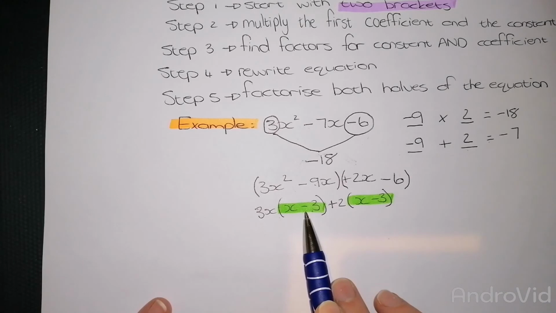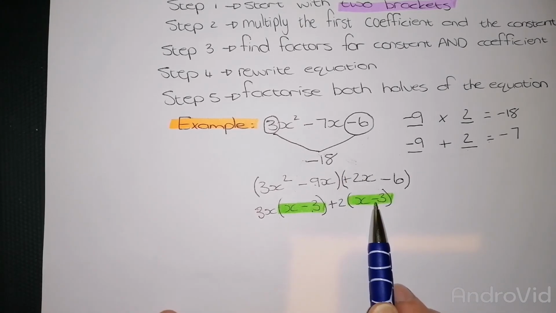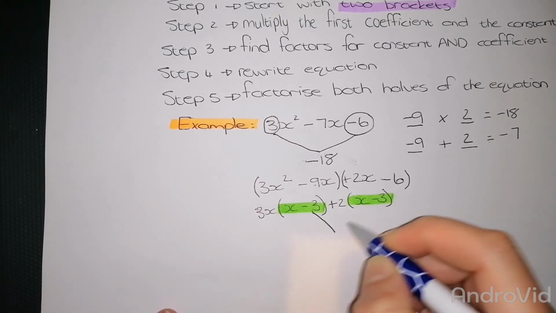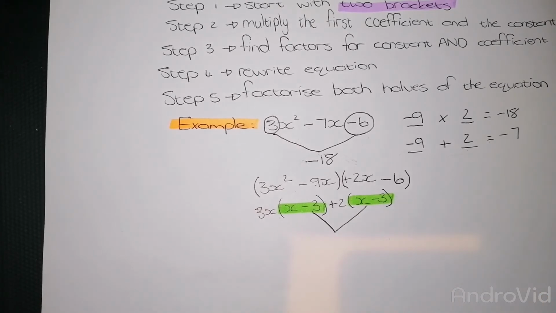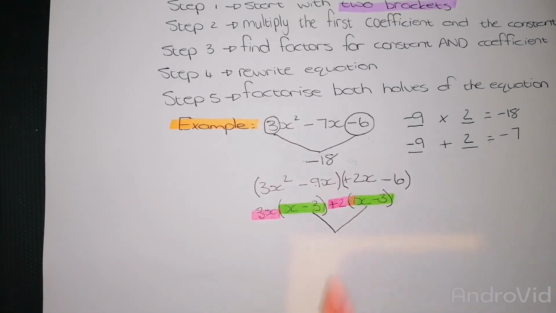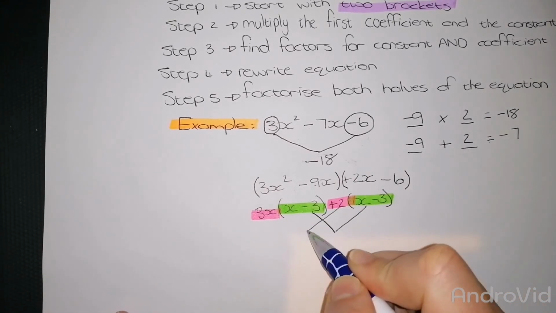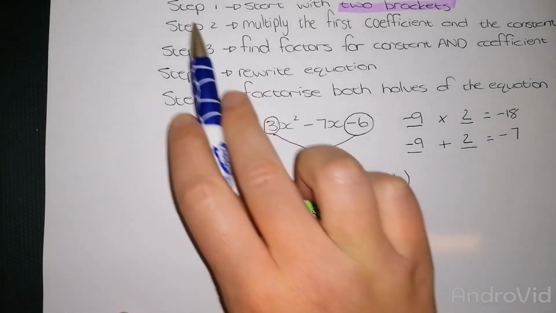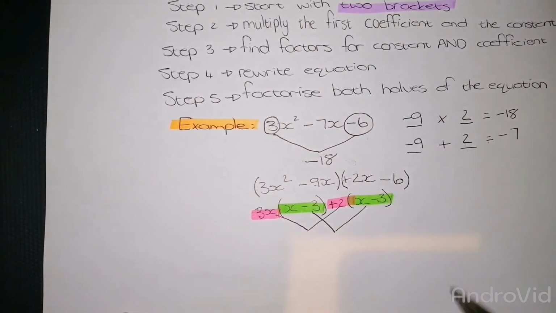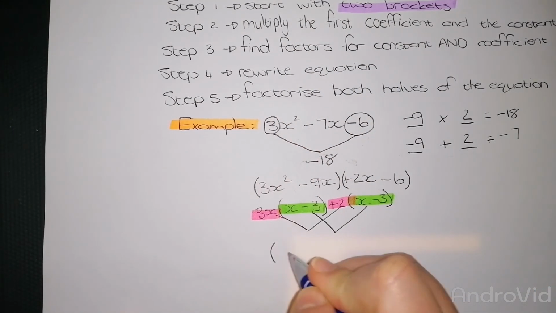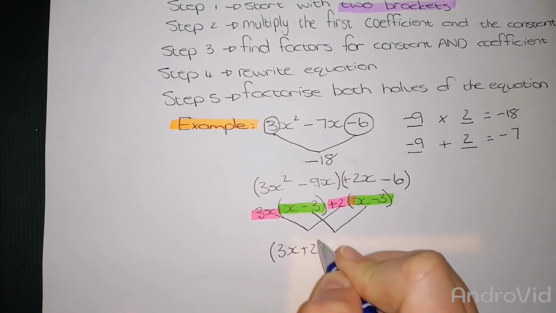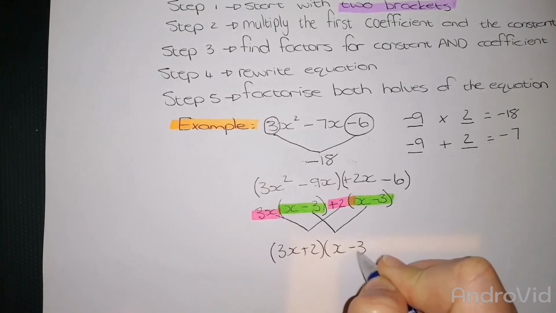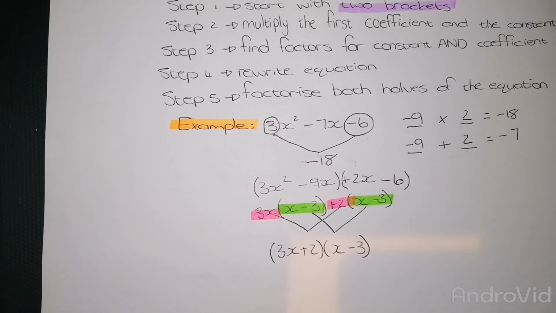So what I need to do now is put these brackets together. My two brackets that look exactly the same become one bracket. And the two values that I've taken out of my brackets to factorize become a second set of brackets. So when I factorize this equation, I go back to step number 1, which is my final answer has to be in two brackets: 3x plus 2, x minus 3. And that is how you factorize an equation that does not have a common factor.